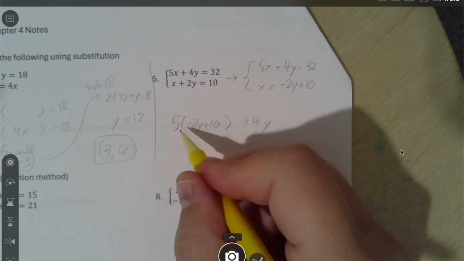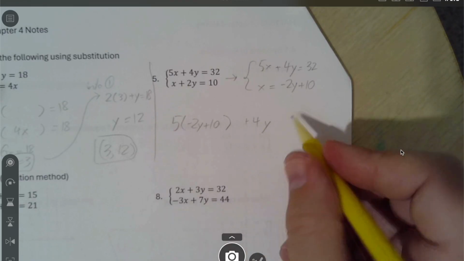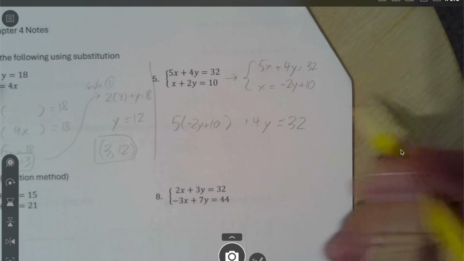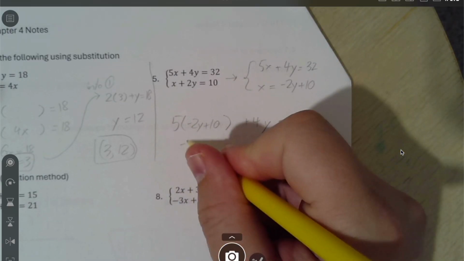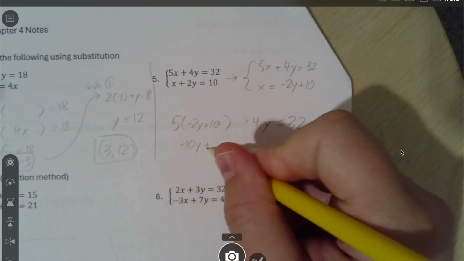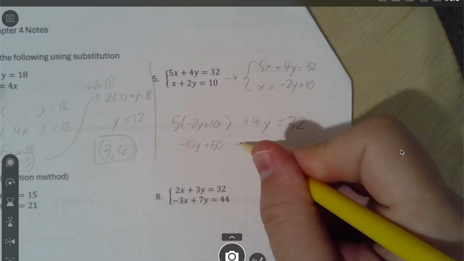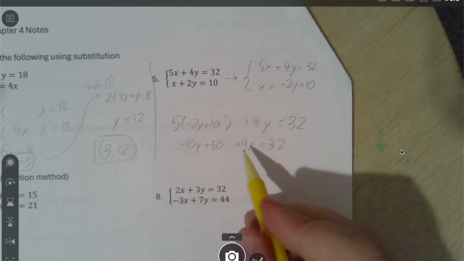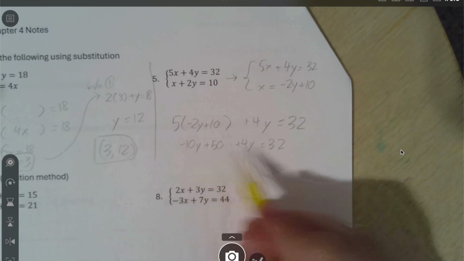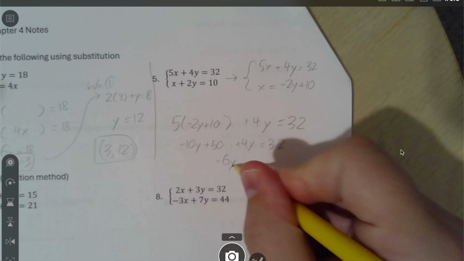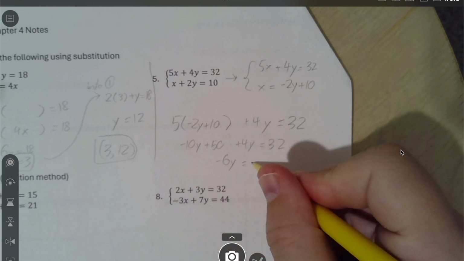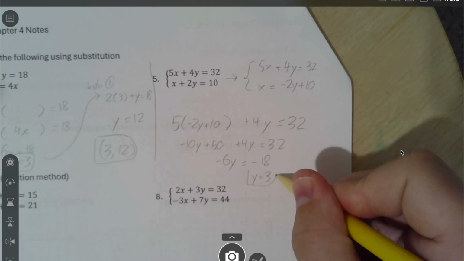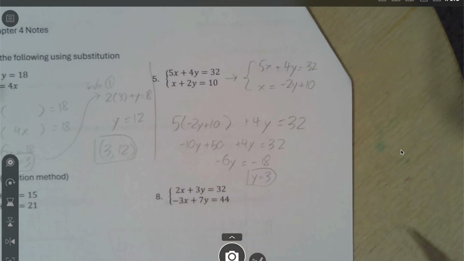All right, so 5 times all that new quantity plus 4y equals 32. As I work that out, I just have some distribution to do there. That's negative 10y, plus 50, plus 4y equals 32. Combining a few things here at the same time, the negative 10y and the positive 4y make negative 6y. Subtracting that 50 over makes negative 18. And I get y equals 3 again, or at least 3 as a part of my answer again.